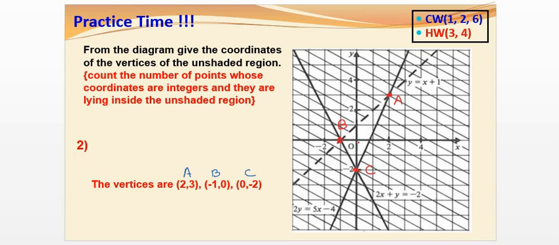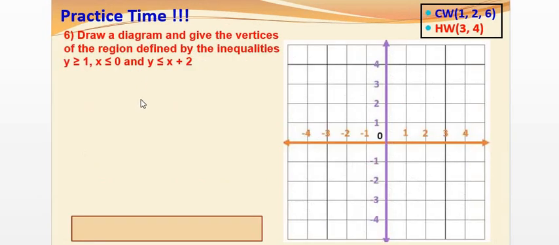And to reach C, there is no left-right movement, so the x coordinate is 0. You are going downward, so it's -2. So let's solve question number 6 from the book now.